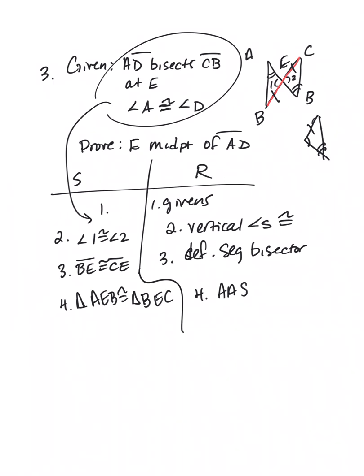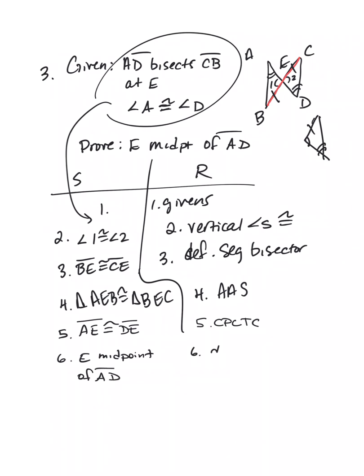So now we want to prove this midpoint of AD, right? Oh, hold on. I realized that I put a B here. I apologize for that. That's a D. So we want to prove that E is the midpoint of AD. So first, we have to state that AE is congruent to DE by CPCTC. Then we can say that E is the midpoint of AD, and the reason for that is the definition of a midpoint.